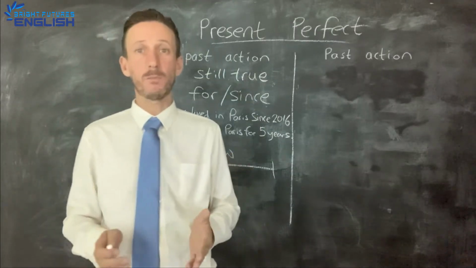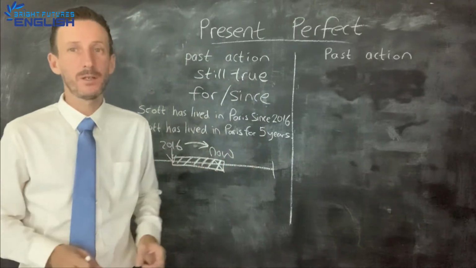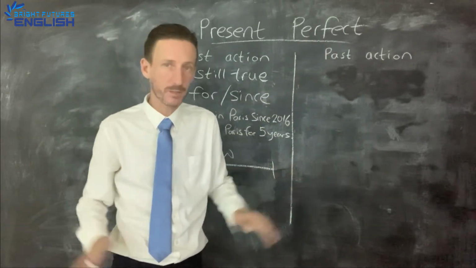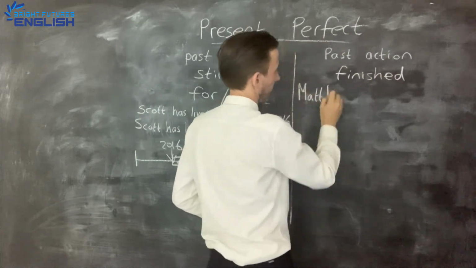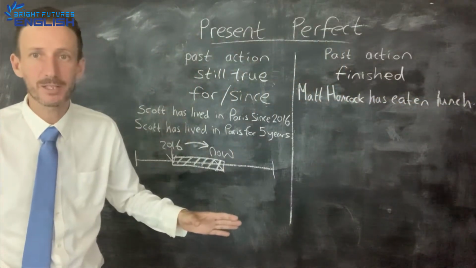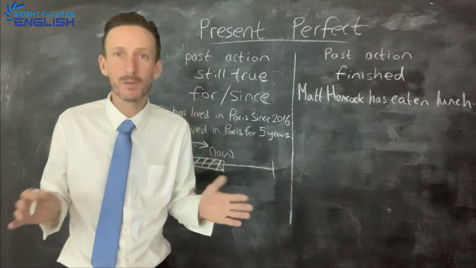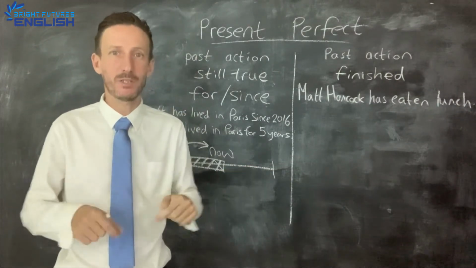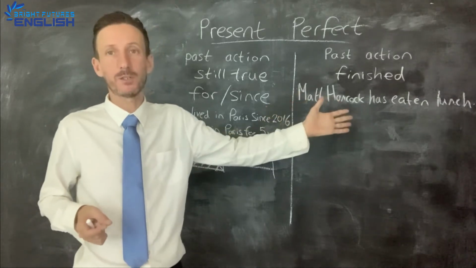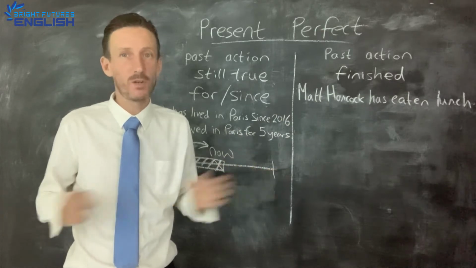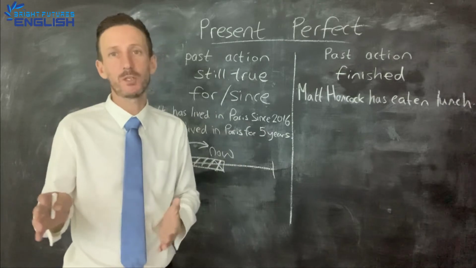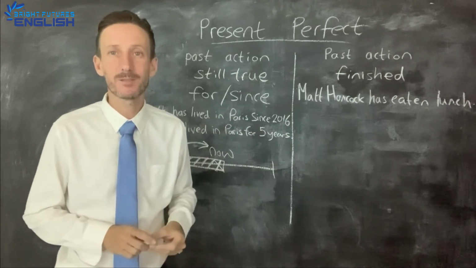How about using the present perfect without for or since? We can also use the present perfect to talk about past actions that are finished. Matt Hancock has eaten lunch, for example. This action is finished. Matt is not eating his lunch now. We could use the simple past sentence, Matt Hancock ate lunch. What's the difference? Nothing, really. It just depends on the context, the situation, the ideas around the sentence.